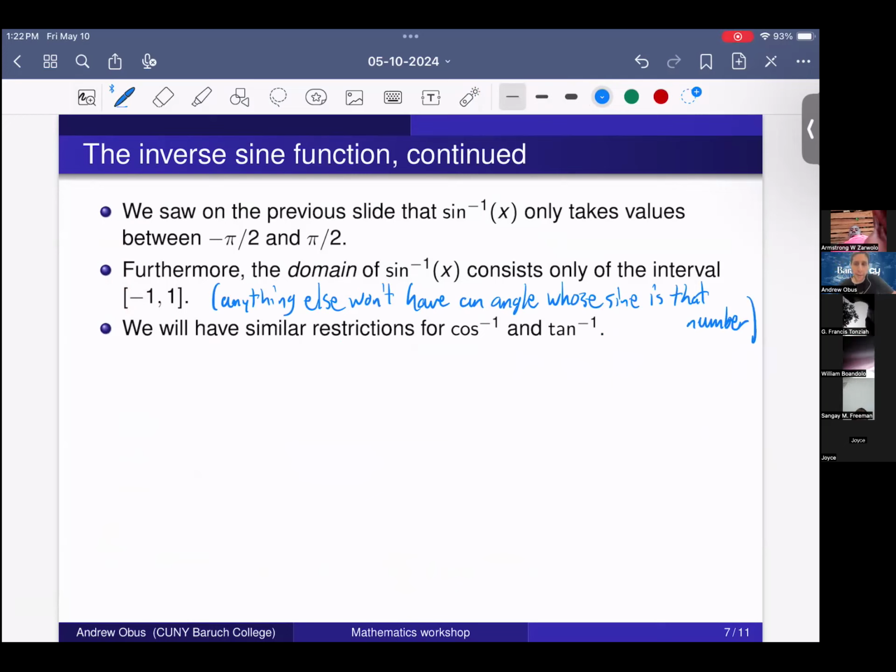Okay, so if I try to do sine inverse of 2, there's no answer. If I try to do sine inverse of minus 2, there's no answer. If I try to do sine inverse of 100, there's no answer, right? There's no angle whose sine is going to be 100. So we can't do this. Okay? And so we're going to have similar issues when we do cosine inverse and tan inverse.